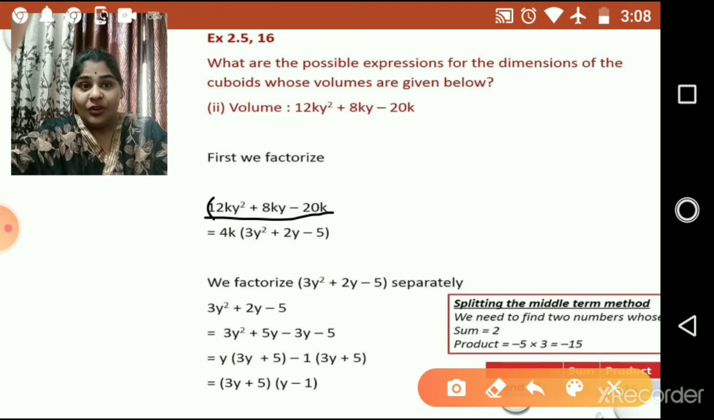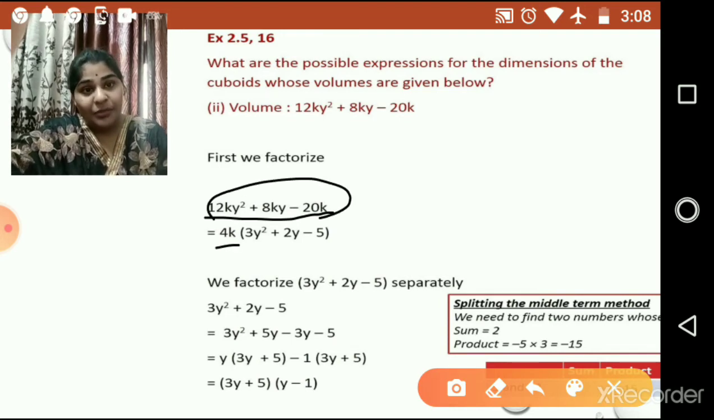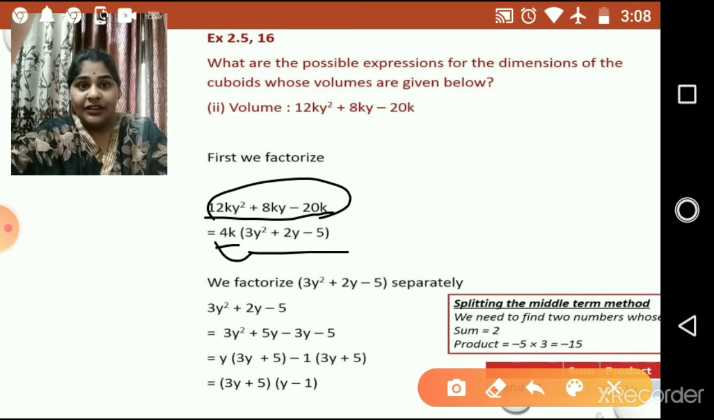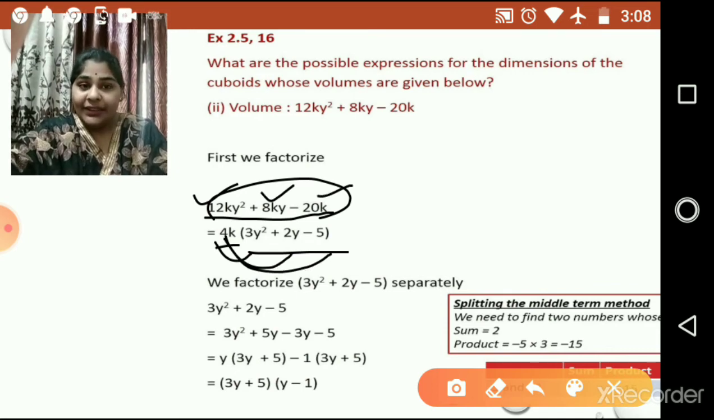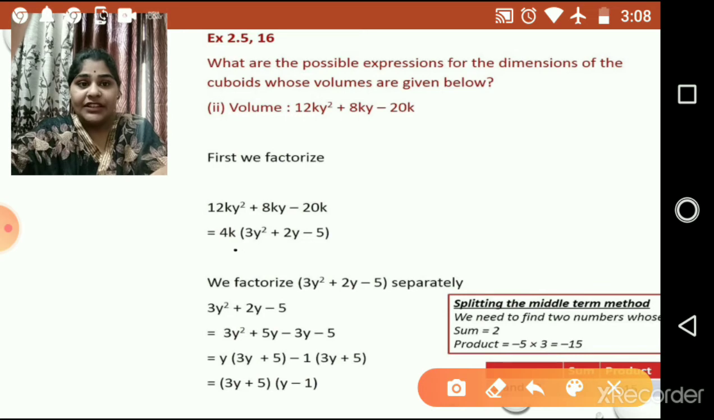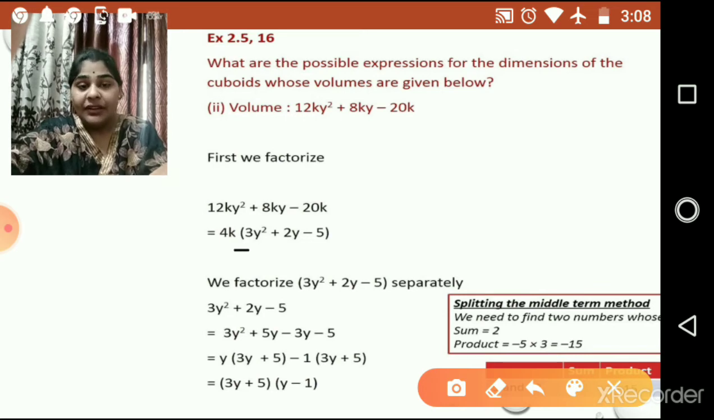If you see all these numbers, we can take 4k common from all the three terms. So here we have taken 4k common, and the remaining we have written in the bracket, that is 4 3s are 12 ky square, 4 2s are 8 ky, and 4 5s are 20k. Right, children? So this is how we have taken the common from all these three terms, that is 4k, and the remaining in the bracket.